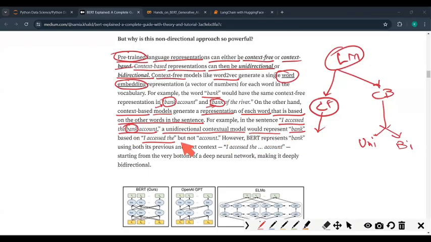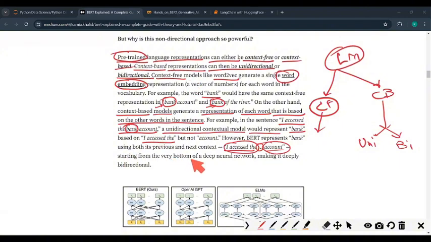However, BERT represents bank using both its previous and next context. In "I accessed the bank account", it will look at the previous words and the next word also. And that is what context based means. It is trying to make the meaning of that word based on the surrounding words.